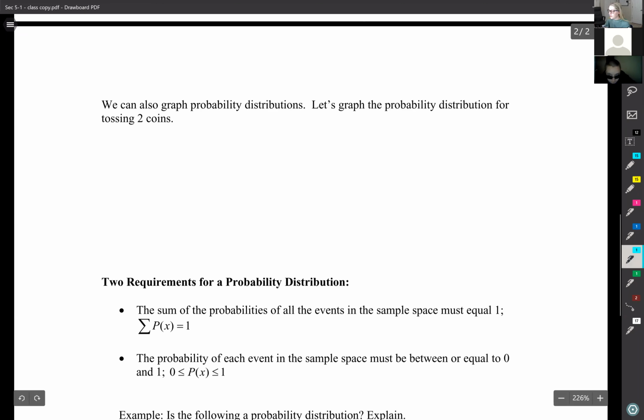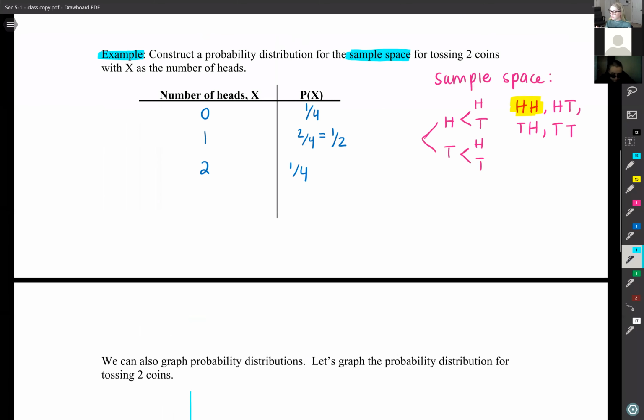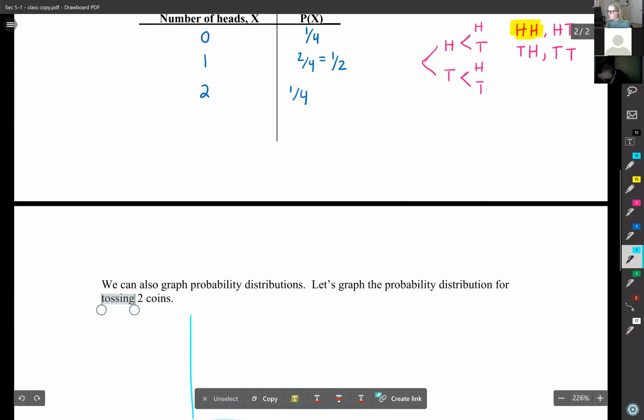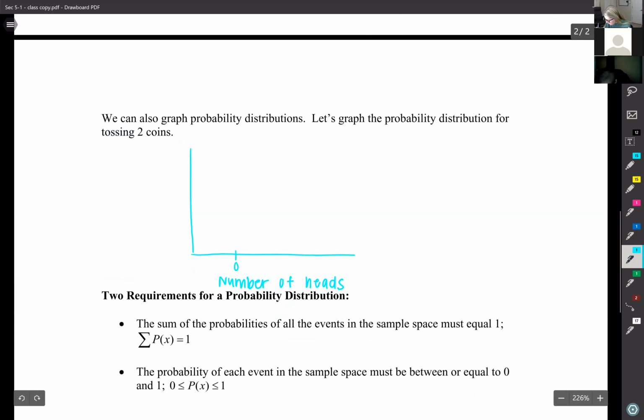To graph a probability distribution, you're just going to start off how we usually do and draw your X and Y axes. On the x-axis goes your random variable, so your x. The number of heads in our case is what goes along the x-axis. Okay, and then we're just going to mark all of our possible options. So our options are 0, 1, or 2. So I'm just going to mark those on the x-axis. So 0, 1, and 2.